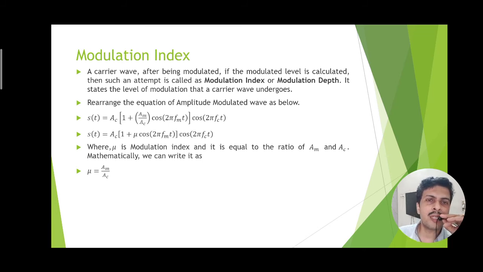Now this depth of modulation is having a limit. It should not be less than 0. It should not be higher than 1. So within 0 and 1, the value of this modulation index varies.